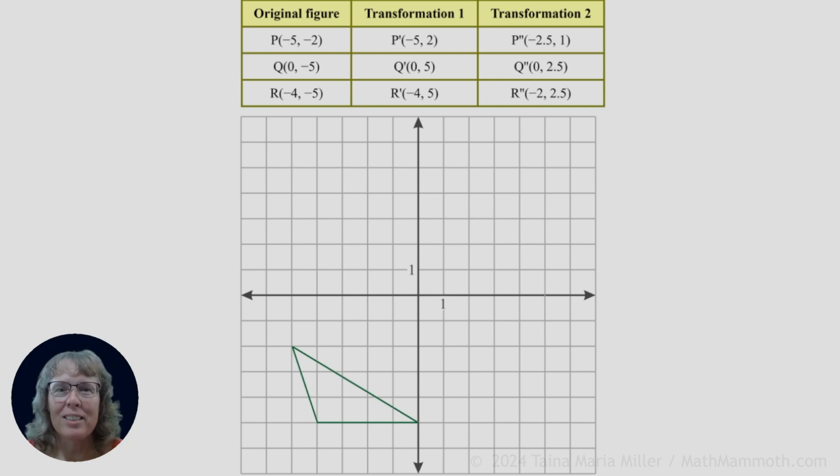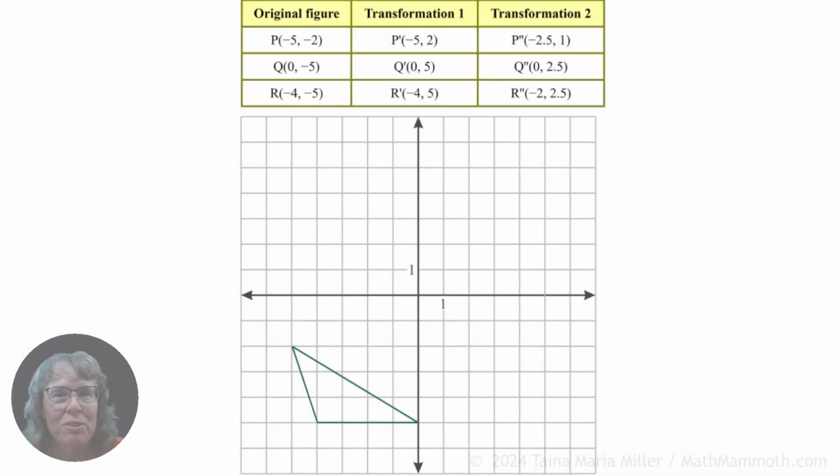Here we see a set of coordinates. There's a triangle, and there are two transformations that are done to it. We are given the coordinates of the vertices of the triangle for each transformation. What are the transformations? Let's look at those coordinates first of all, and not do anything with the grid yet. The original figure has points P, Q, R, so the first one is (-5, -2), and it becomes (-5, 2). And this point, (0, -5), becomes (0, 5). And this point, (-4, -5), becomes (-4, 5).